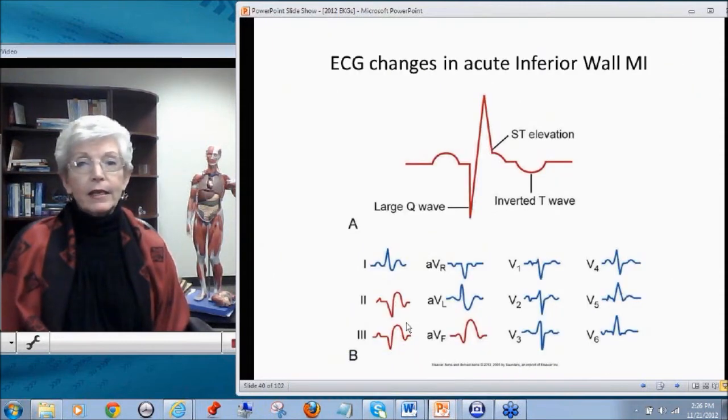So again, looking at an inferior wall, we would see changes in leads 2, 3, and AVF, all of which have the positive electrode on the foot. And the foot is looking up at the underbelly of the heart.